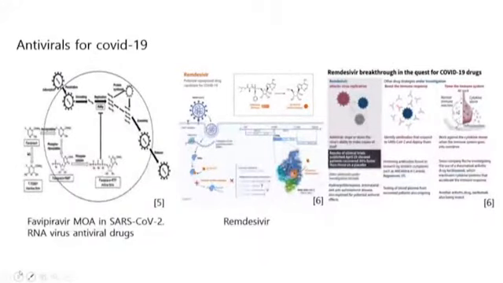Favipiravir has proven efficacy against a broad range of influenza viruses, including H1N1, H5N1, H7, and 9. Additionally, it may halt the replication of several other RNA viruses, including norovirus and Ebola virus. It is the first oral antiviral drug approved for mild to moderate COVID-19.